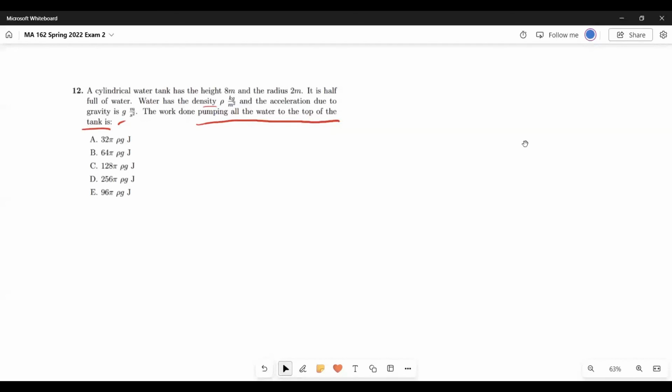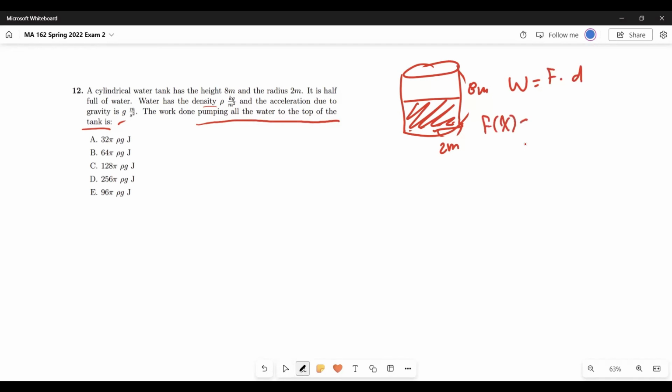Okay, this question asks to find the work done pumping all the water to the top of the tank. Let's draw the tank first. It's cylindrical, it's given, and the radius is 2 meters, and the height is 8 meters, and it's half full. And we want to find the work. Work is what we learned before. Work is force times distance.